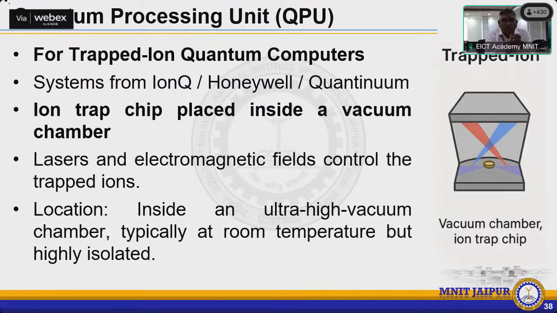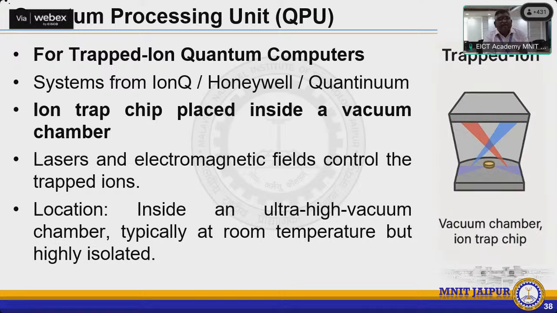So here is trapped ion qubits. We looked at IonQ, Honeywell, and Quantinuum. Honeywell is the organization which is sponsoring Quantinuum, and they are building the Japan-based quantum computer at RIKEN. You can look up RIKEN, right? So it's an ion trap chip placed inside a vacuum chamber. So there is a vacuum chamber. Inside the vacuum chamber, using lasers, you try to set up the communication.